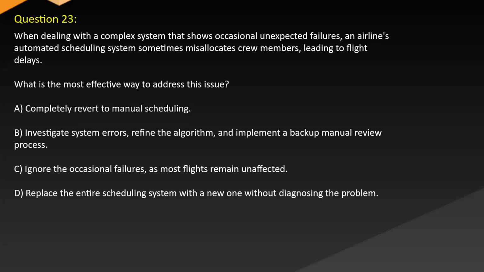Question 23. When dealing with a complex system that shows occasional unexpected failures, an airline's automated scheduling system sometimes misallocates crew members, leading to flight delays. What is the most effective way to address this issue? A. Completely revert to manual scheduling. B. Investigate system errors, refine the algorithm, and implement a backup manual review process. C. Ignore the occasional failures as most flights remain unaffected. D. Replace the entire scheduling system with a new one without diagnosing the problem.